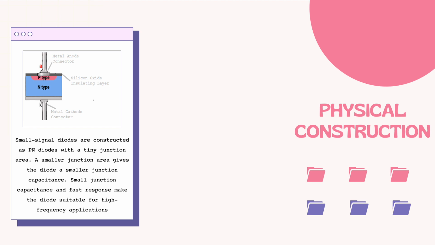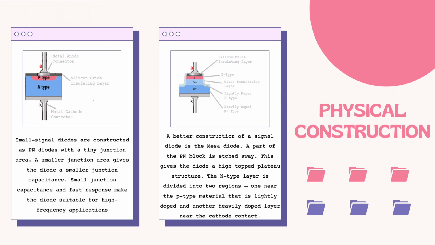The simplest construction of a signal diode is infusing P-type silicon over N-type silicon. However, simple construction has less predictable specifications. A better construction of a signal diode is the mesodiode. In a mesodiode, a part of the PN block is etched away. This gives the diode a high top lattice structure.